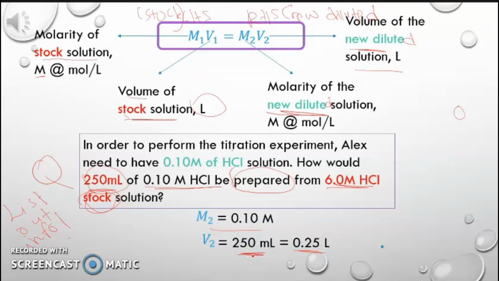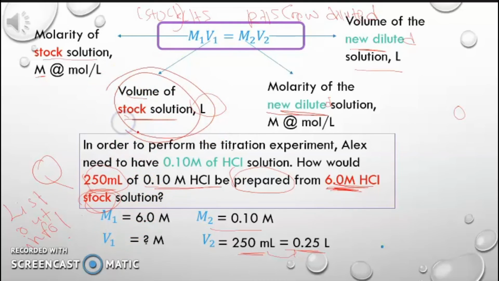Okay, 250 ml, and then we convert it into liters, 0.25 liter. And then 6.0 molar. This is the molarity of the stock solution, so M1. So lastly, the only information that we don't have is the volume of the stock solution. Remember the one in the pipette. Okay, so how to find this?